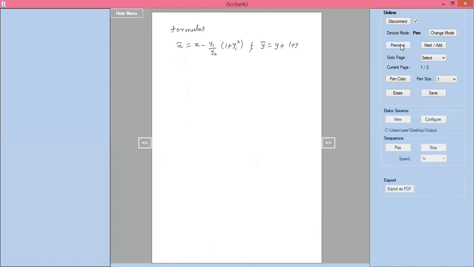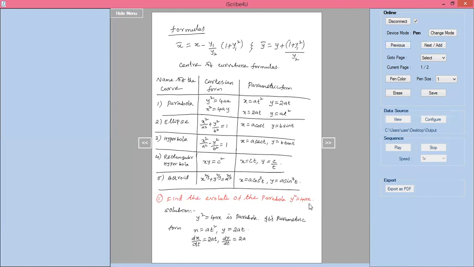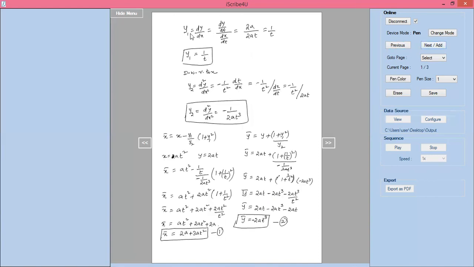The given equation is y square equal to 4ax. Since it is a parabola, I took the parametric equations x equals at square, y equals 2at. First I differentiated x with respect to t and y with respect to t: dx by dt is 2at, dy by dt is 2a. Next, y1 is dy by dx, which is dy by dt divided by dx by dt. Dy by dt is 2a, dx by dt is 2at, so we get y1 equal to 1 by t.